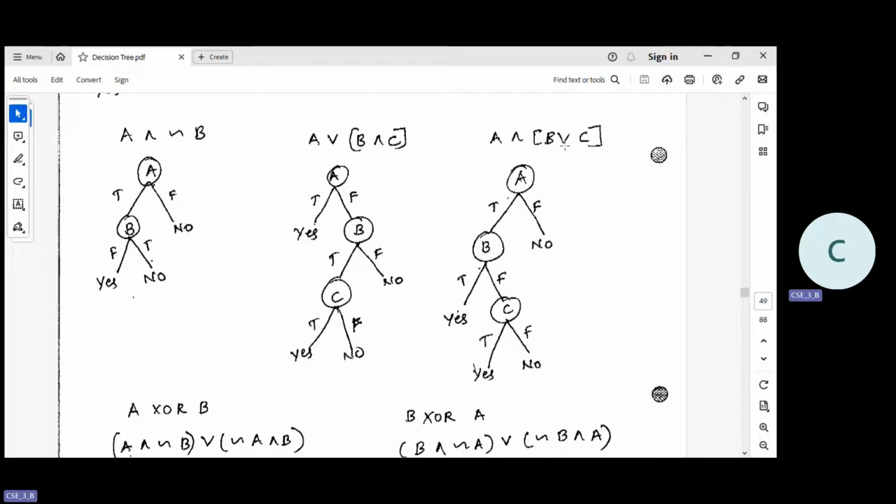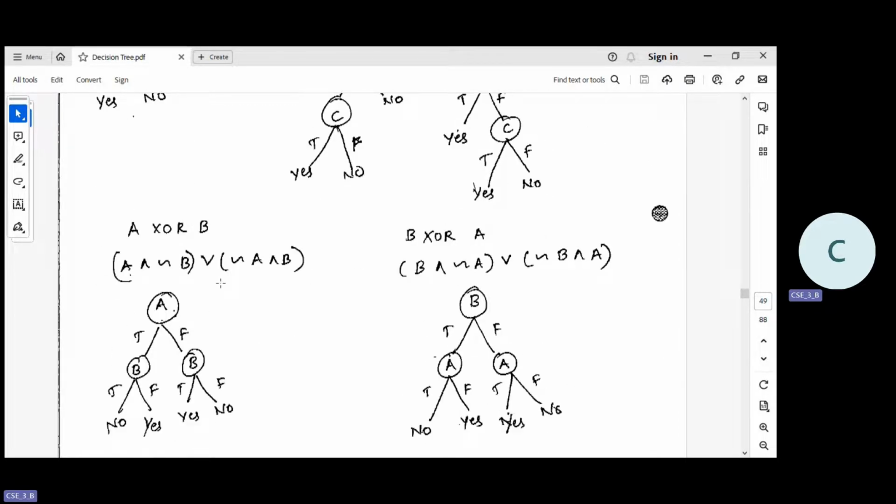When B is false and C is true, you can observe here, even though B is false, when C is true, the outcome is yes. When B is false and C is false, the decision is no. Similarly, we have to write one more operation, that is AND operation, OR operation, and XOR operation.